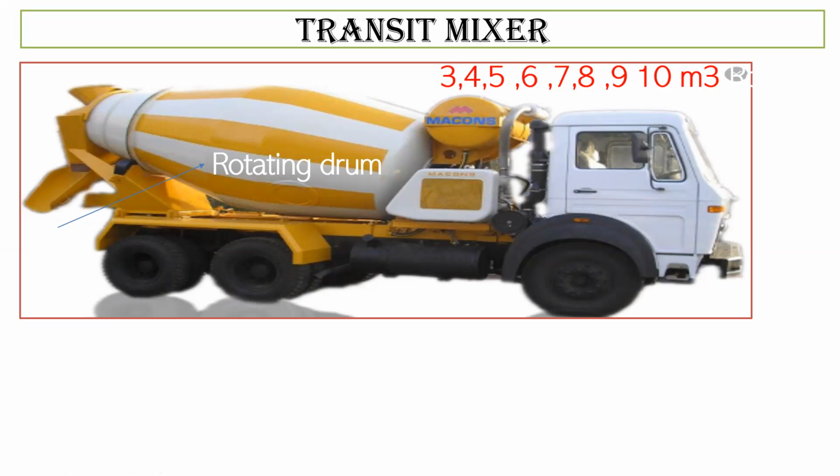So in order to get a uniform mixture, we keep this rotating drum in motion so that it keeps on rotating and there is no segregation. That is, the coarse aggregate doesn't get separated from the fine aggregate and the cement, so that you get a uniform mixture. That is the main idea behind keeping this transit mixer drum in motion, or you can call it in rotation. This is how it looks whenever it is in motion.